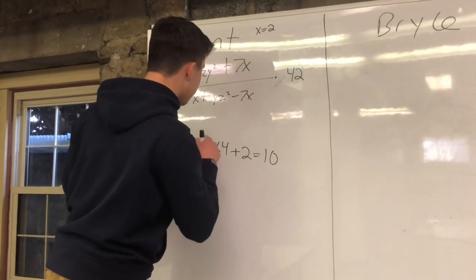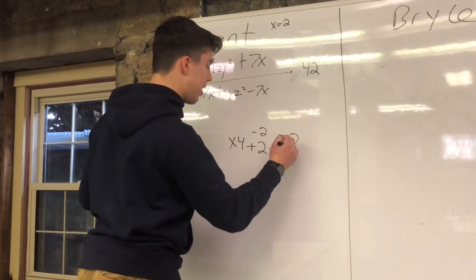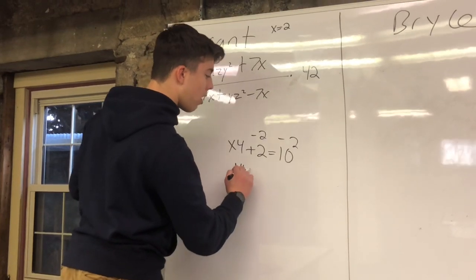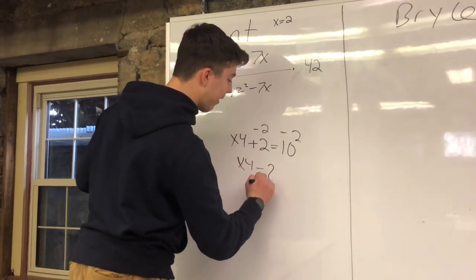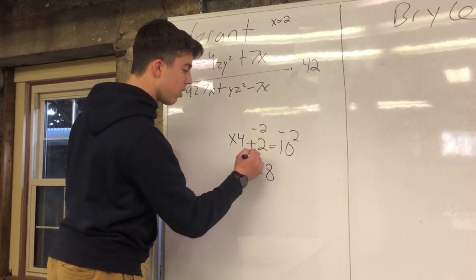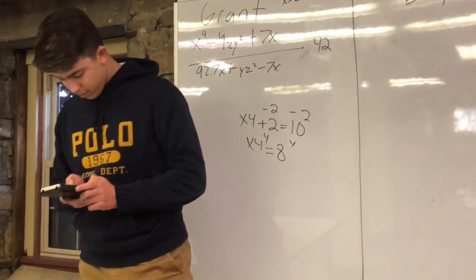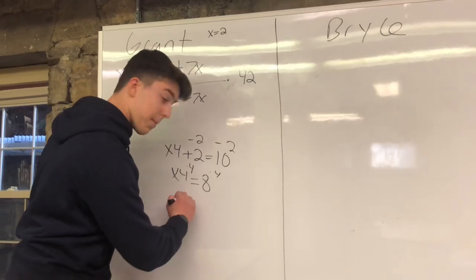But when you're doing this, you would subtract the 2 out. Then it would be x4. So it would equal 8. So then you'd multiply the 4. And then whatever 8 times 4 is, that's what x is. So 32. So x equals 32 in this case. Does that make sense? Okay.